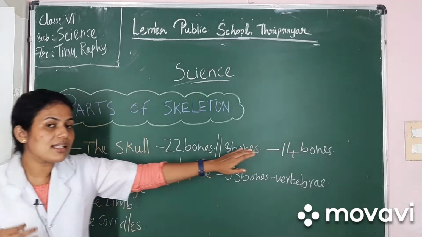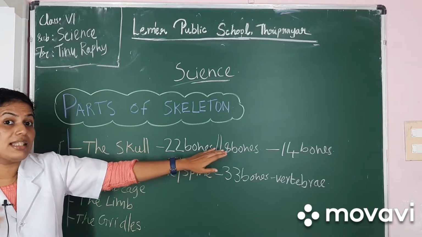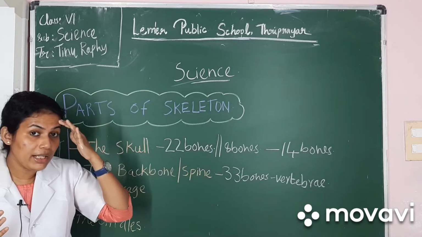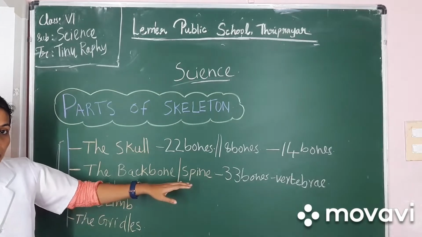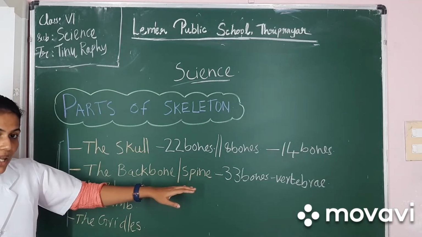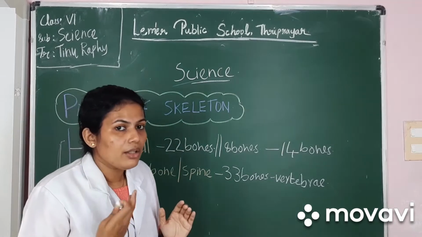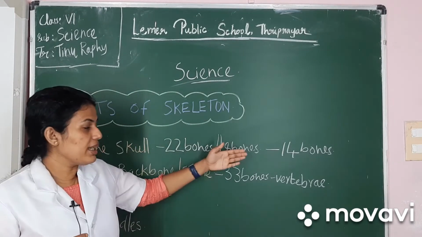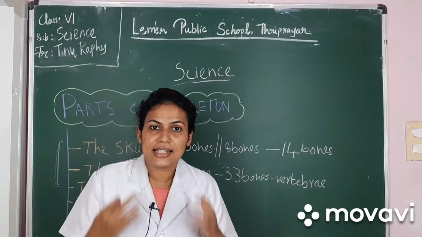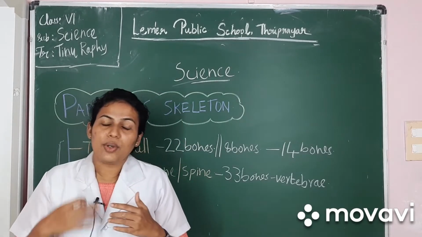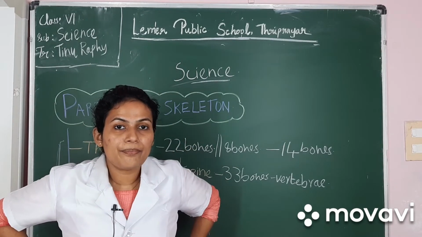So what does the skull protect? Yes, the skull bones protect the brain. Now what does the backbone, or the vertebral column, protect? Yes, the vertebral column protects the spinal cord. Now we learned that we cannot move the skull bones except the lower jaw bone. Now can you move the vertebral column?